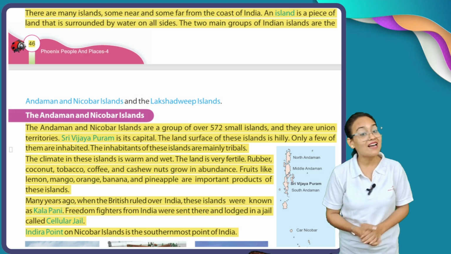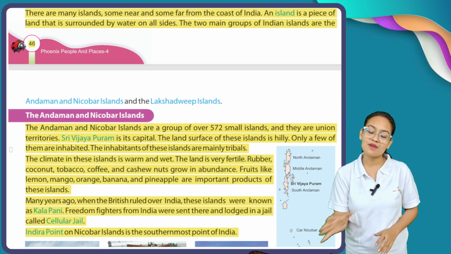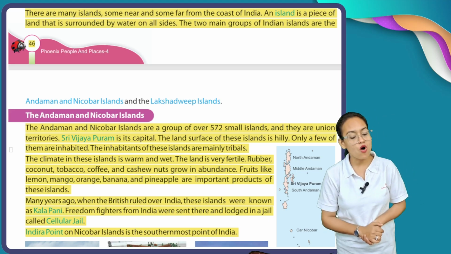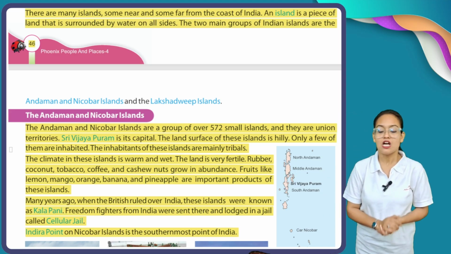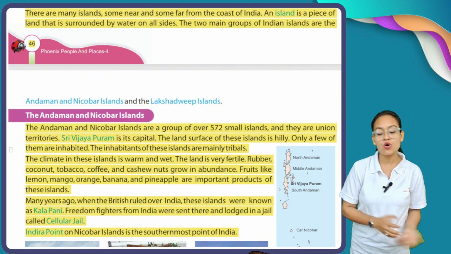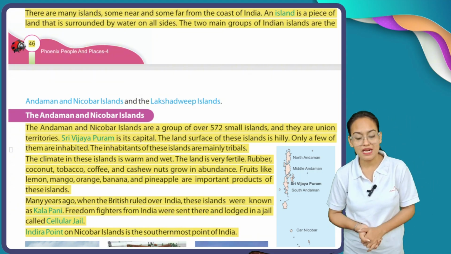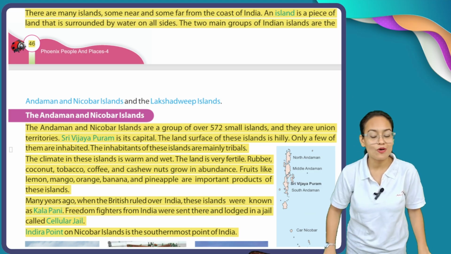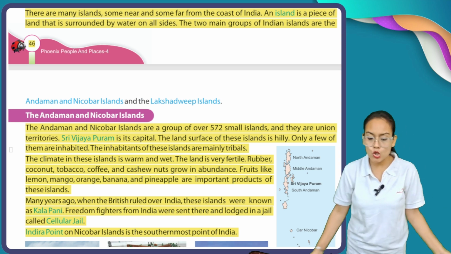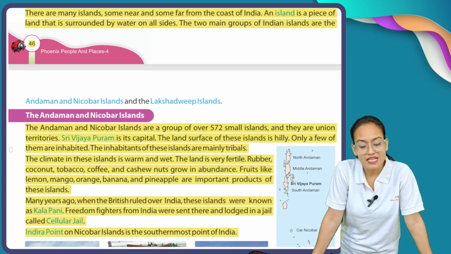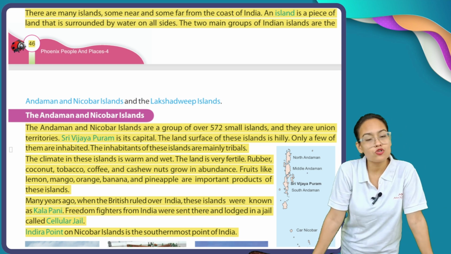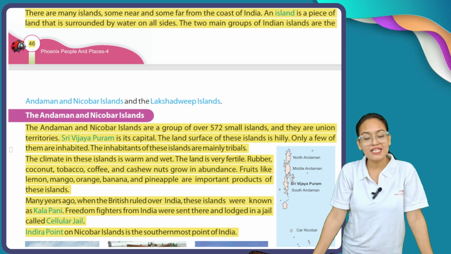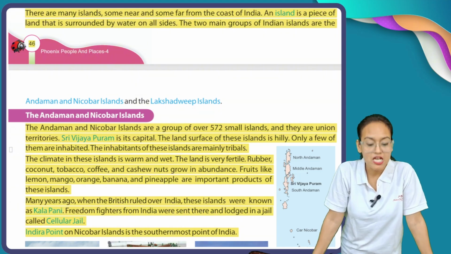Okay. The land is very fertile. Means the land of Andaman and Nicobar Island is very fertile. Rubber, coconut, tobacco, coffee and cashew nuts grow in abundance. Fruits like lemon, mango, orange, banana and pineapple are important products of these islands. Now, what kind of products we get from Andaman and Nicobar Island? We get coconut, tobacco, coffee, cashew nut, rubber, and we also get fruits from these islands like lemon, mango, orange, banana and pineapples.